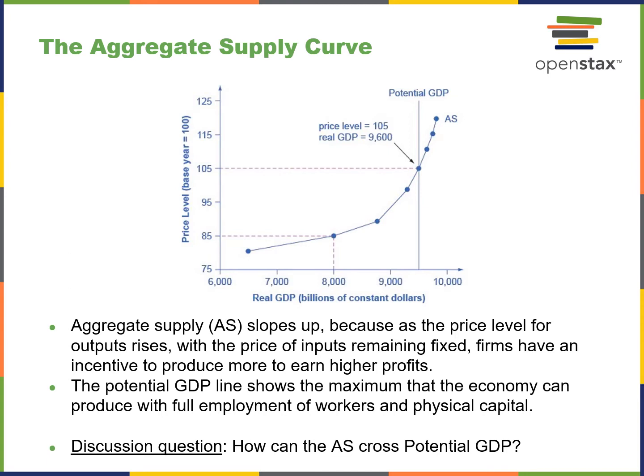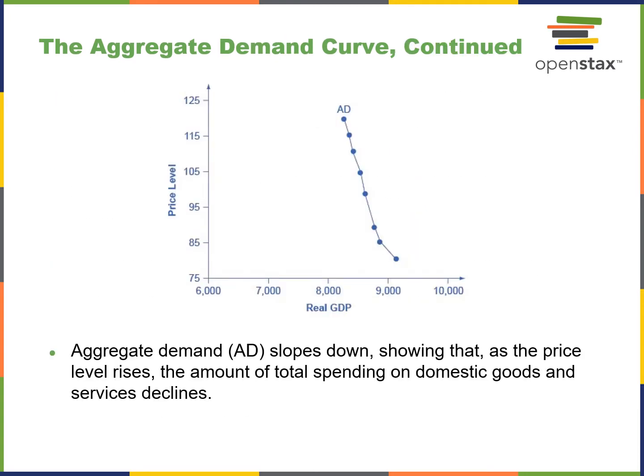However, if we were up here at 9,500, the price level would be 105, and the real GDP would be $9.6 trillion in that particular case. And then the aggregate demand slopes downward, which makes sense. It behaves as all other demand curves. It shows the price level rising and the total amount of spending on domestic goods and services declines.